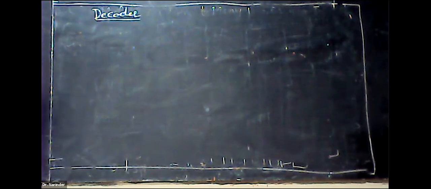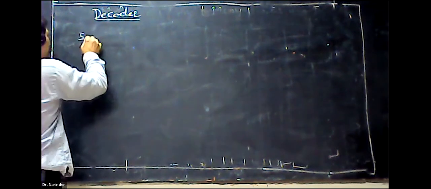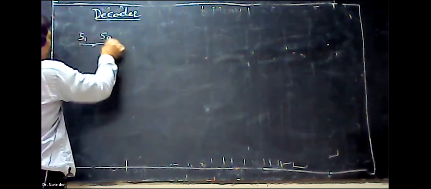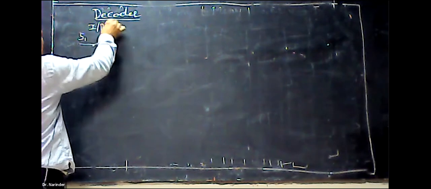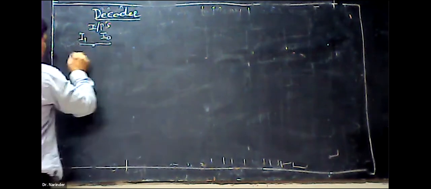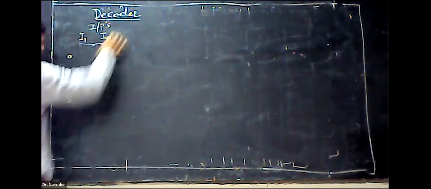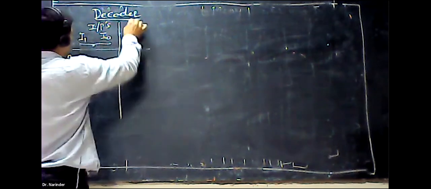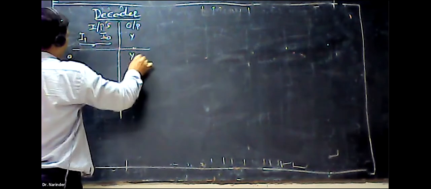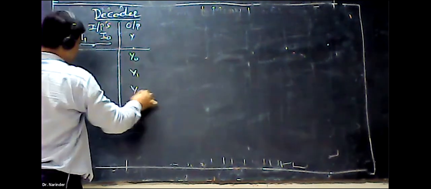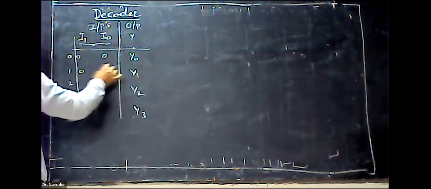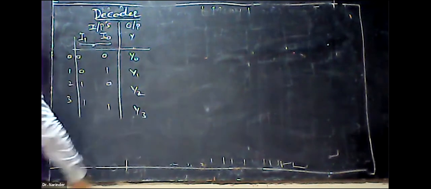The truth table is identical to the demultiplexer. S1 and S0, you can give any names. These are your inputs, or you can also write them as I1, I0. The outputs would be 0, 1, 2, 3, that is Y0, Y1, Y2, and Y3. The input combinations would be 0, 0, 0, 1, 1, 0, 1, 1.